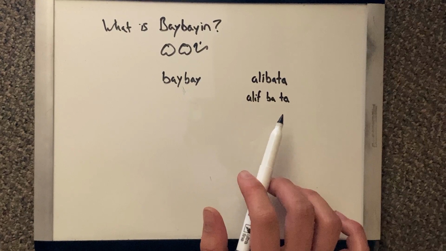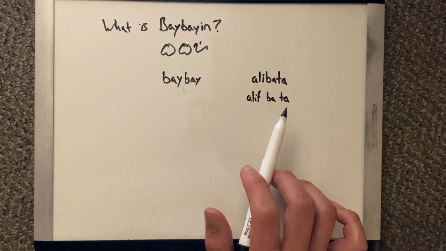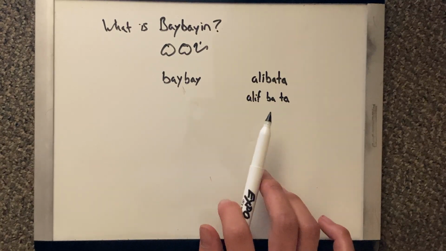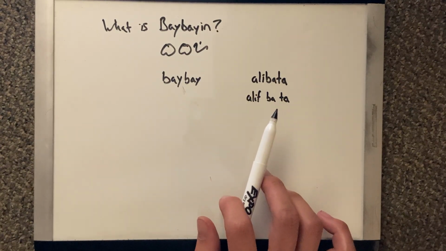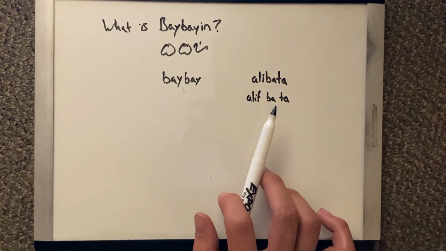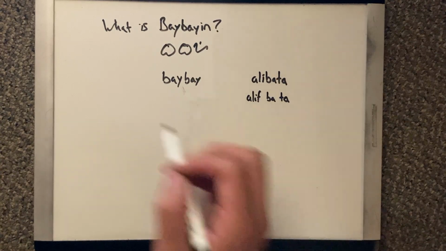This name was created under the mistaken assumption that Baybayin was related in origin to Arabic, but Baybayin is actually more closely related to other abugidas from Southeast Asia, such as Javanese or Sundanese. Now, what is an abugida?